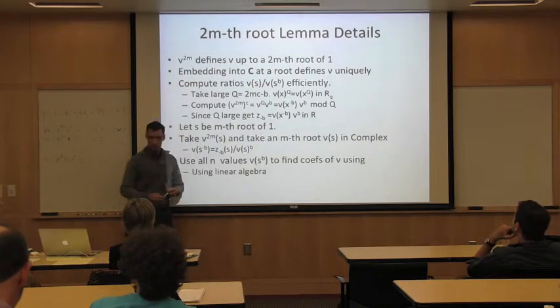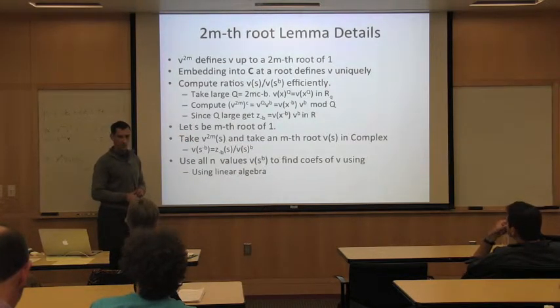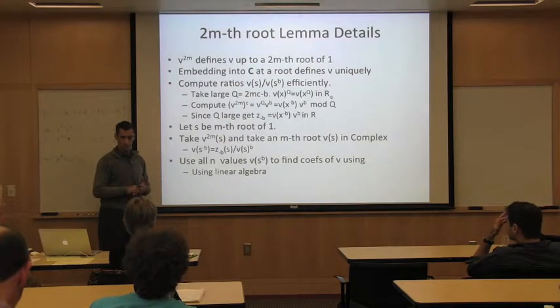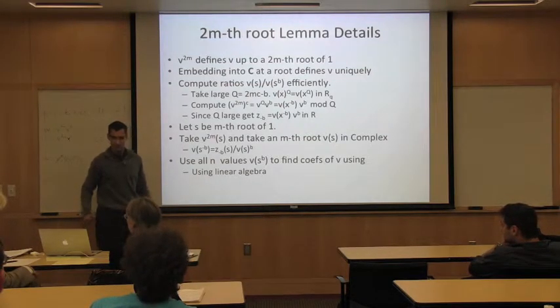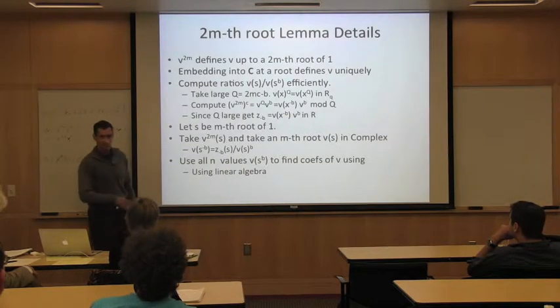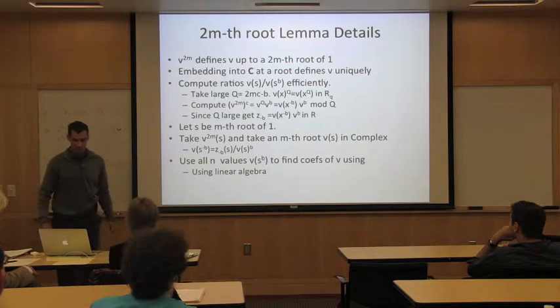So you just try that for a bunch of primes, and you get v evaluated at all the roots of unity. And if you get v evaluated at all the roots of unity, then you've got v, period. Maybe there's another way of doing it, but this way works. Those are a little more details about this root thing.